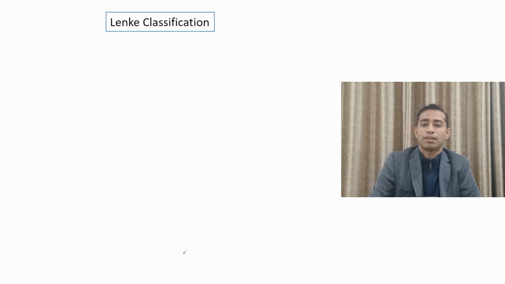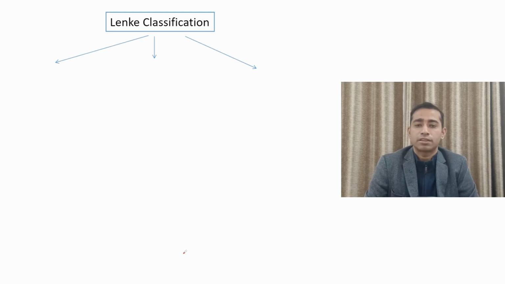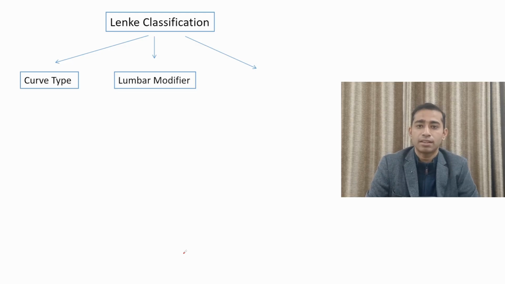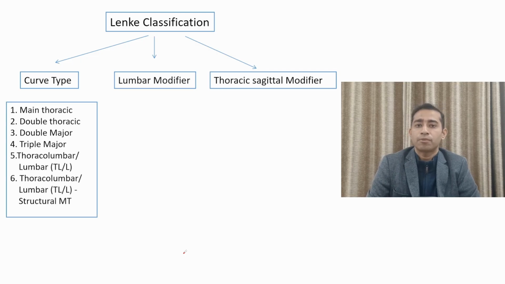Now coming to the Lenke classification of adolescent idiopathic scoliosis. The Lenke classification is divided into 3 parts. The first is curve type, the second is lumbar spine modifier, and the third is thoracic sagittal modifier. In curve type, we have 6 types, which are main thoracic, double thoracic, double major, triple major, thoracolumbar lumbar, and thoracolumbar lumbar structural main thoracic. Now, this may sound very complicated, but is actually quite easy.